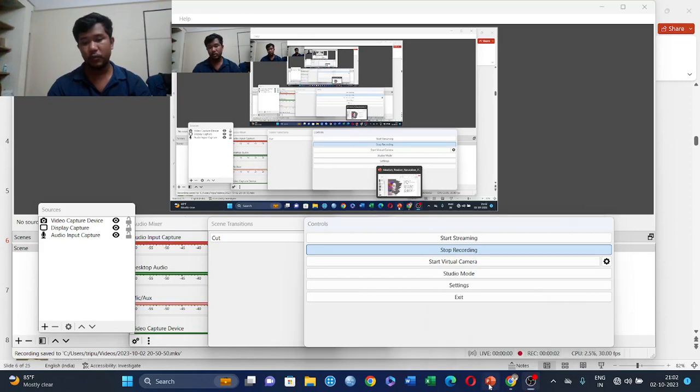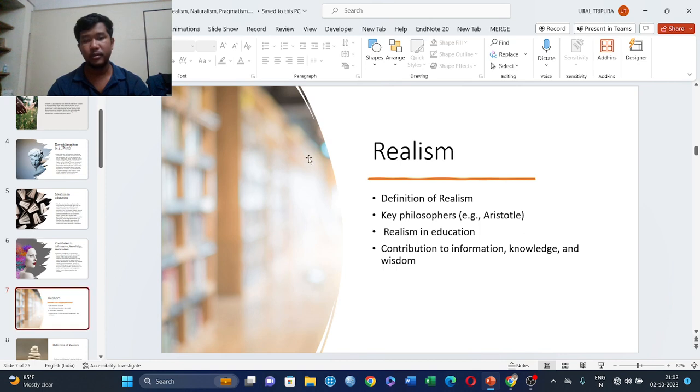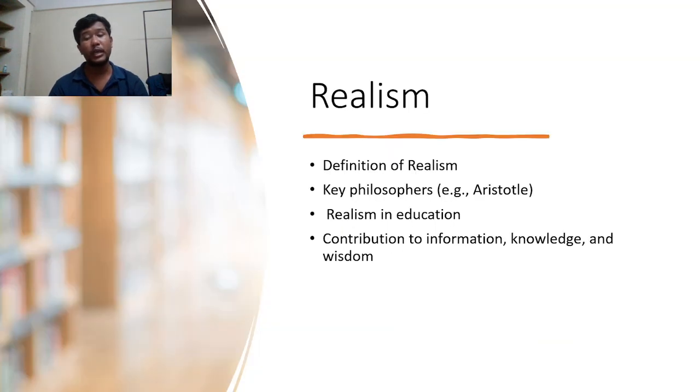Okay, let us start another topic. We will discuss realism. As for idealism, we have seen that it is based on what we can see, and beyond that we have to think and understand. This is the idealism concept. But in realism, we will discuss the definition of realism, and according to Aristotle, the implementation of realism in the education system and its contribution to information, knowledge, and wisdom.